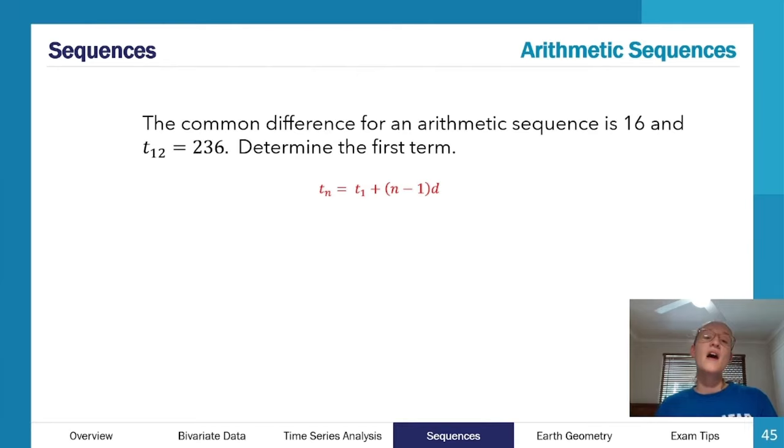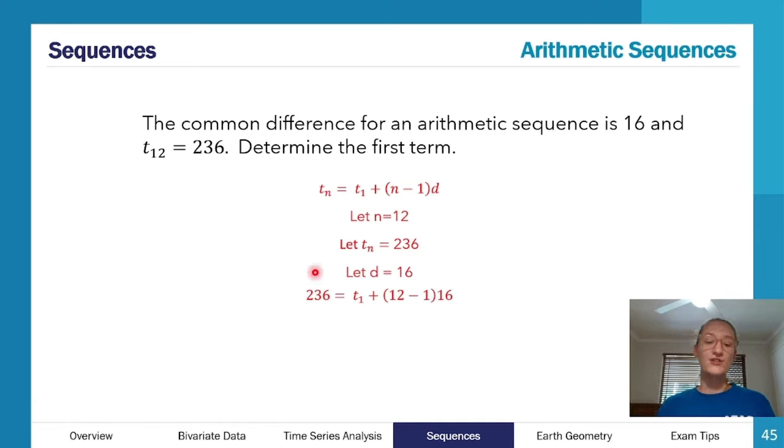So Tn is equal to T1 plus bracket n take 1, close bracket, d. Always start with what we know, substitute in anything we know, and always clearly define all of your variables, because part marks for working are so important and valuable. So n is equal to 12, since T12 is equal to 236. I know what term 12 is, Tn is 236, and the common difference is positive 16.